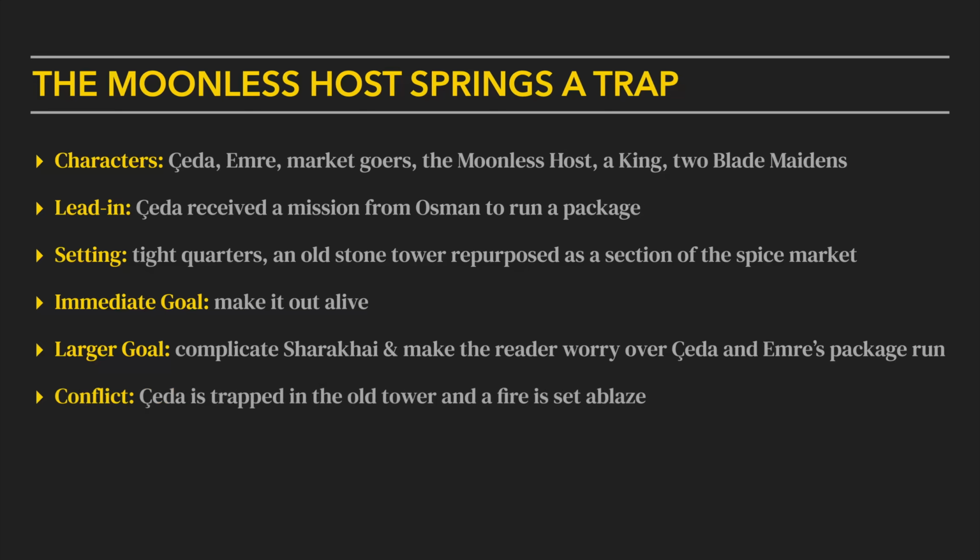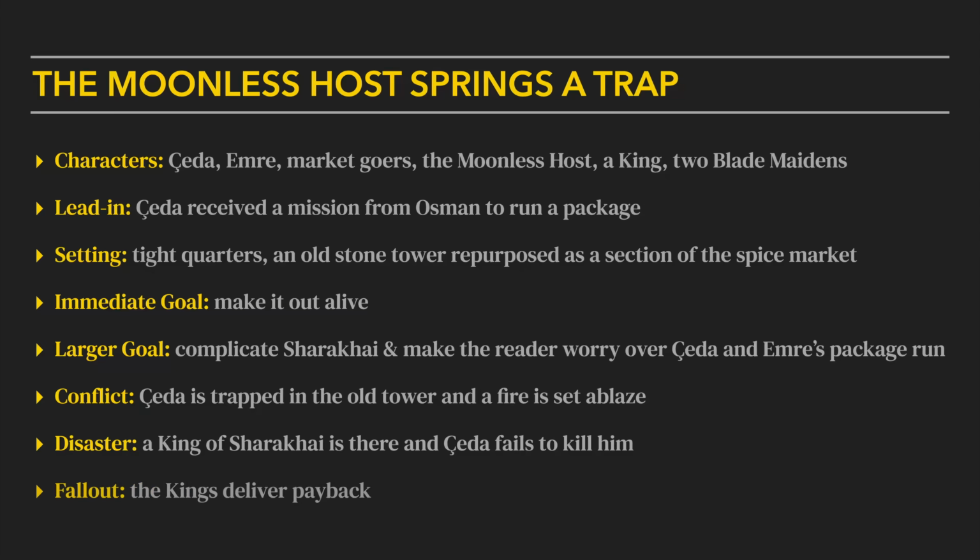And then we have the conflict itself. Cheta is trapped in the old tower. This fire is set ablaze. She has to make it out. And then the disaster is a king of Sharakhai is there, and Cheta fails to kill him. He is the reason that trap was set in the first place. And the fallout. What happens because of it? It's not just how things affect the main character, which is kind of what that larger goal is about, but what else happens? How do the antagonists in this case respond?